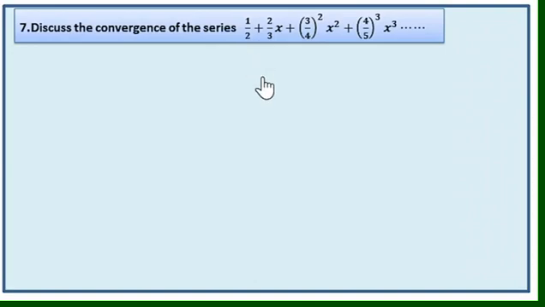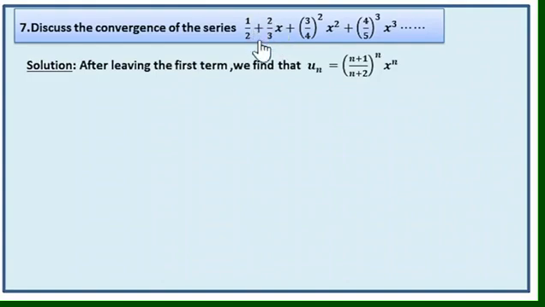Note that here we have, if we leave the first term, so this will be our first term. Here we have 1 x power 1, and this will be our second term, so x power 2, third term x power 3, in general x power n. In the nth term we will be having x power n.